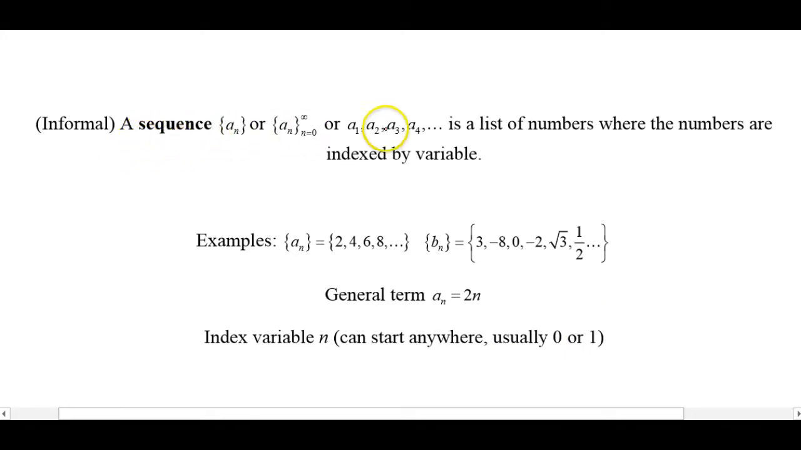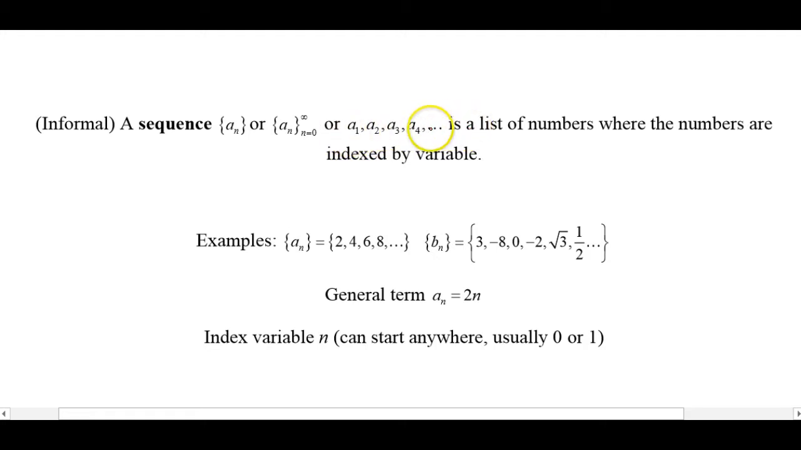A sequence is just a list of numbers where the numbers are indexed by a variable. So now let's take a look at the notation. Here we have this expanded out list of numbers: A1 is some number, A2, A3, A4, and they're all separated by commas. And these dots at the end, this ellipsis, just means that this list goes on forever.